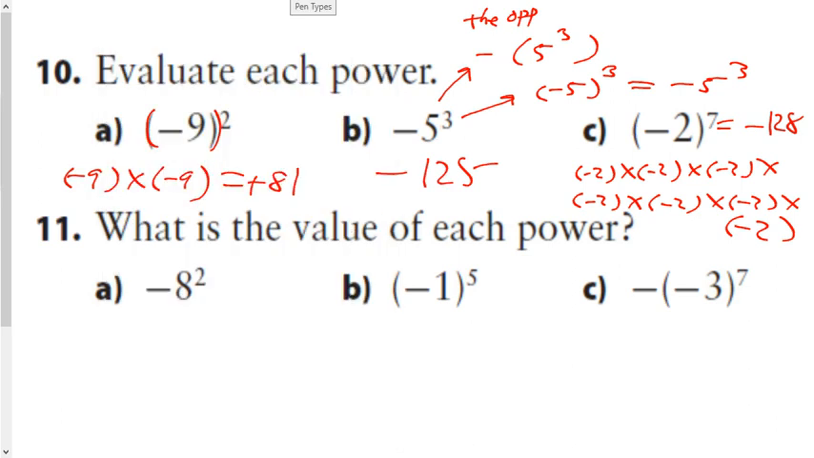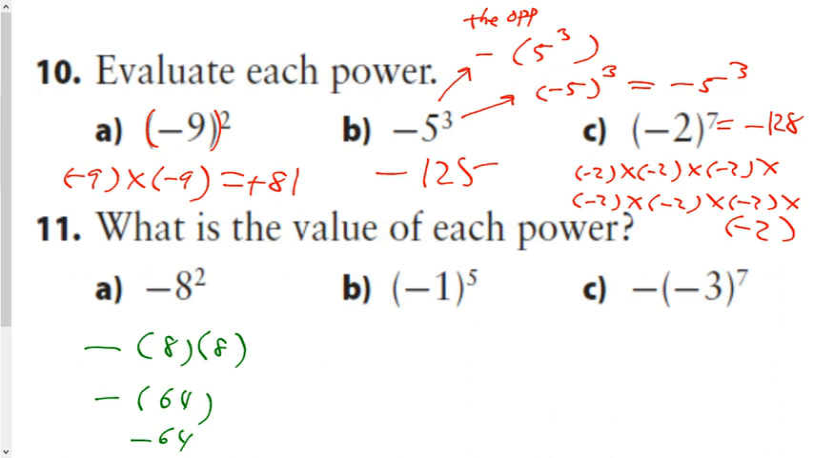Change my color to green. Does this say negative 8 squared, number 11a, or does it say the opposite of 8 squared? It says the opposite of 8 squared, correct? So when we skipped 11? Well, we'll do it anyway. So if it says the opposite of 8 squared, since 8 squared, if I want to write it in repeated multiplication, here's what it looks like. The opposite of 8 squared, the opposite of 64, the opposite of 64 is negative 64.